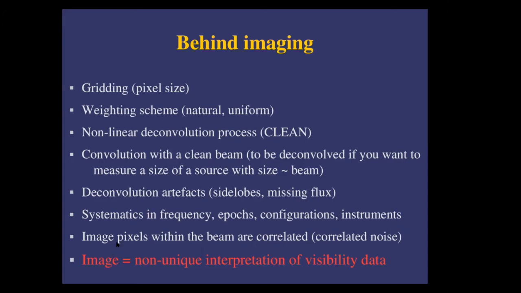Another aspect is that all the pixels within the beam in your image are actually correlated. They are not completely independent. So if you want to study the noise properties, it's a little bit more tricky because in this case, you have correlated noise. And at the end, when you make this image, as I said before, it's just an interpretation of the visibility data, and it's not unique. You may have slightly different ways to interpret your visibility data.